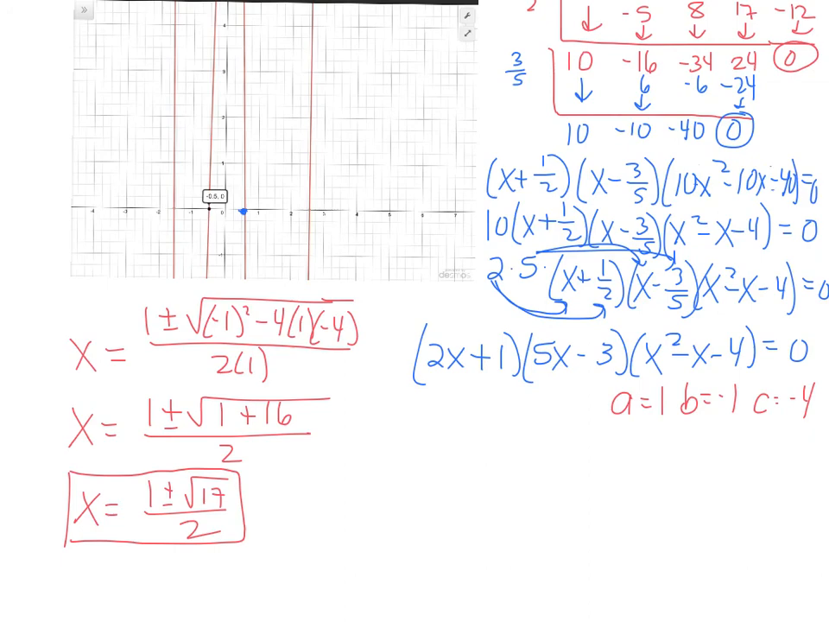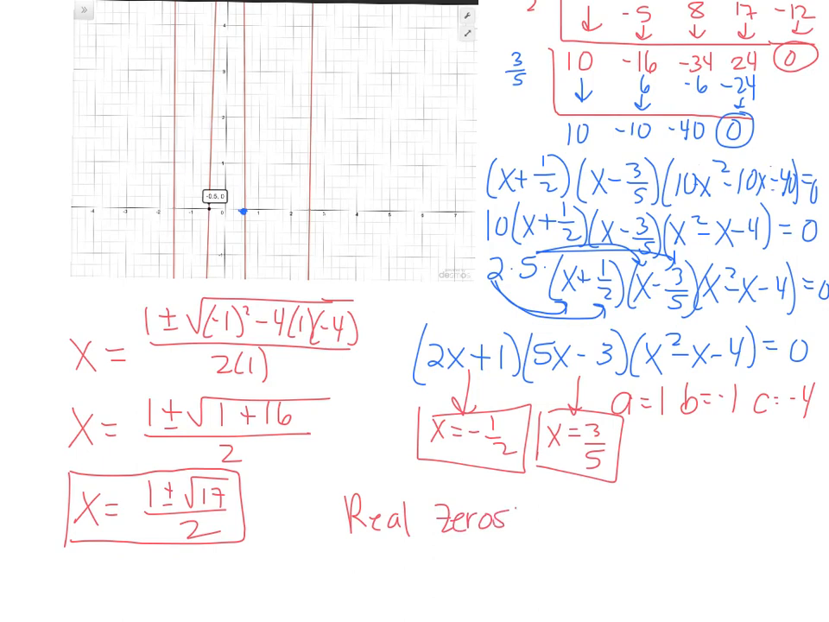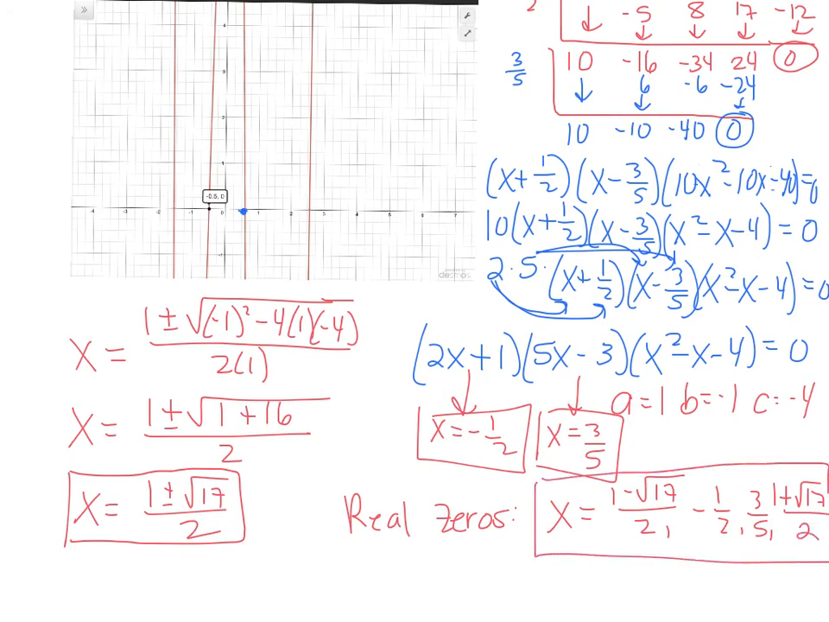So my zeros, this one I know gives me negative 1/2. This one gives me positive 3/5, and then we just solved with the quadratic formula for the other two. So the real zeros of this function, you can see on the graph there's 4 of them, and we just found them to be x equals 1 minus the square root of 17 over 2, negative 1/2, 3/5, and 1 plus the square root of 17 divided by 2. Those are all of the solutions.